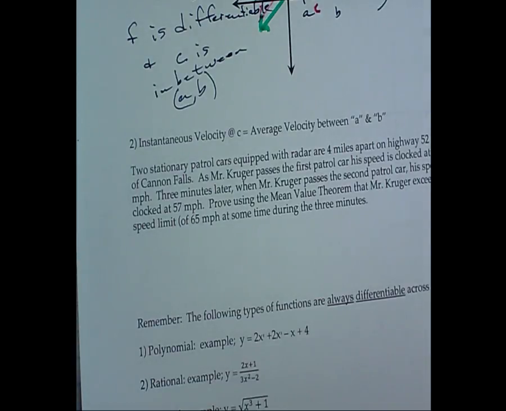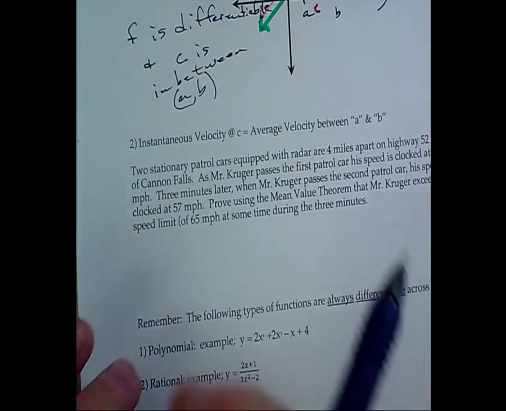However, proving using the mean value theorem that Mr. Kruger exceeded the speed limit of 65 miles per hour. How is that even mathematically possible? I have photographic proof that I'm going 60 and 57.